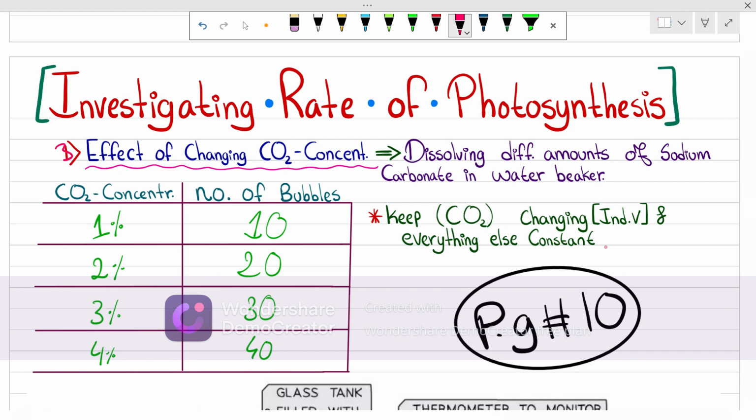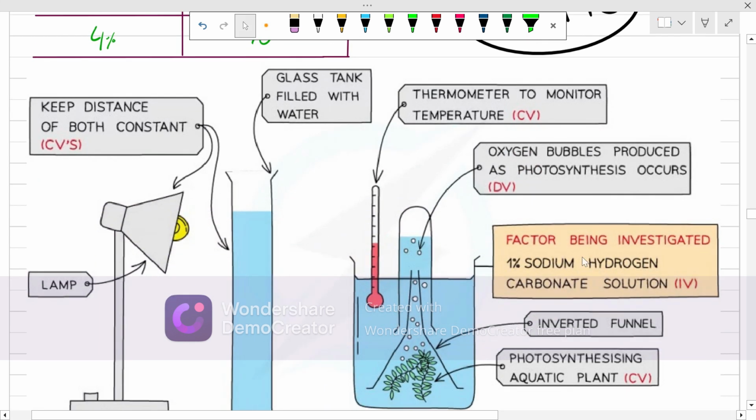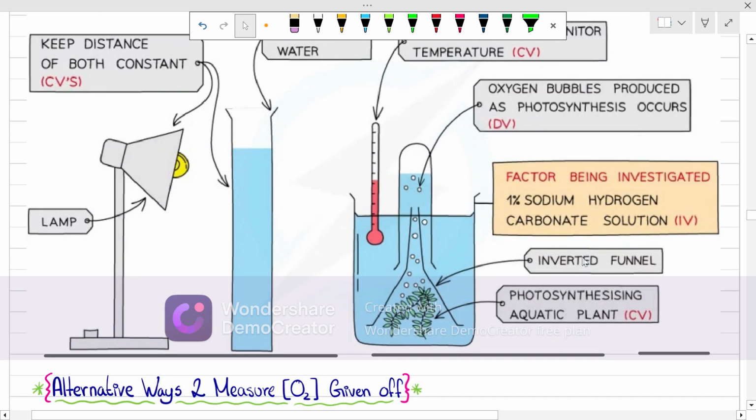The third experiment is effect of changing carbon dioxide concentration. Effect of changing carbon dioxide concentration means carbon dioxide is the independent variable in this experiment. So we dissolve different amounts of sodium carbonate in the water beaker. And in this, we keep carbon dioxide concentration changing because it's the independent variable, the variable being investigated, and everything else shall remain constant. Let's have a look at the experiment illustration.